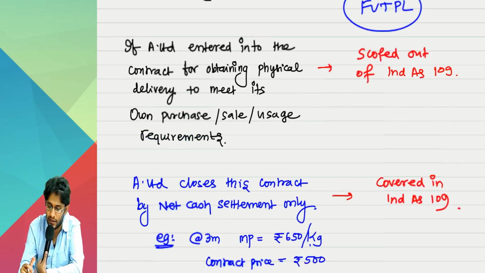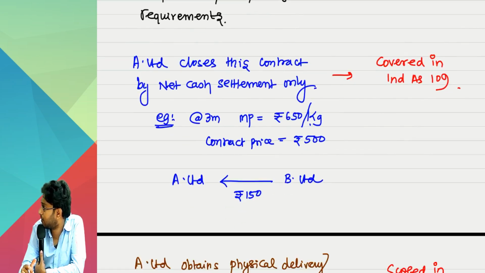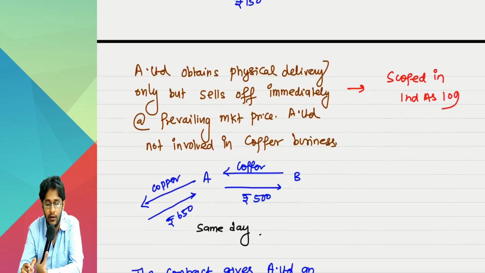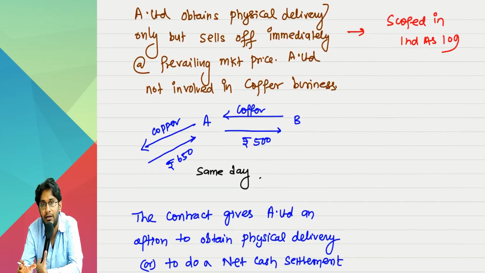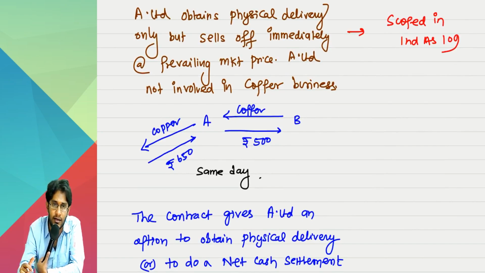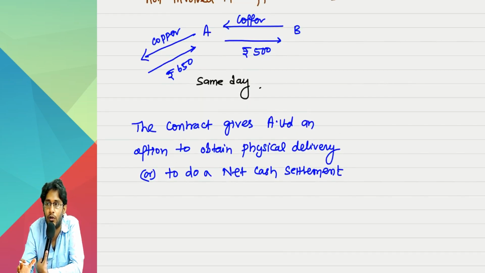First example, first scenario, only physical delivery. Second example, only net cash settlement. Third example, physical delivery, but it is in substance as good as net cash settlement. Fourth case, you have a choice. In the contract, a choice is given, the option is there. If you want, take copper, pay full cash, or only pay the gain or loss, any which way.